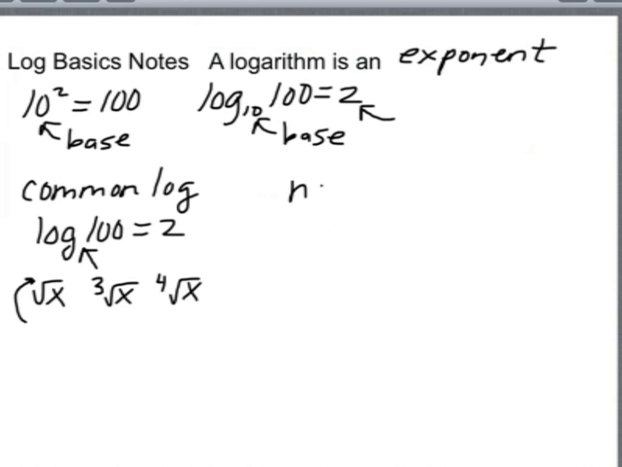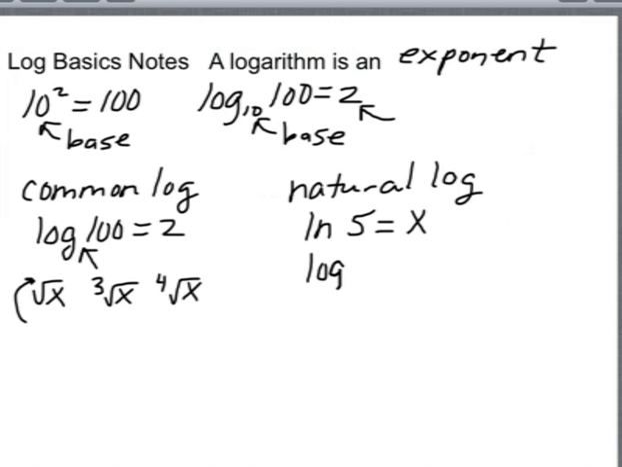The other type of log is the natural log. The natural log is abbreviated ln. Natural log of 5 equals x. I don't know off the top of my head what the natural log of 5 is, so I'm just going to put x in there. Natural log stands for log base e. Log base e of 5 equals x. So that means e to the x power equals 5.